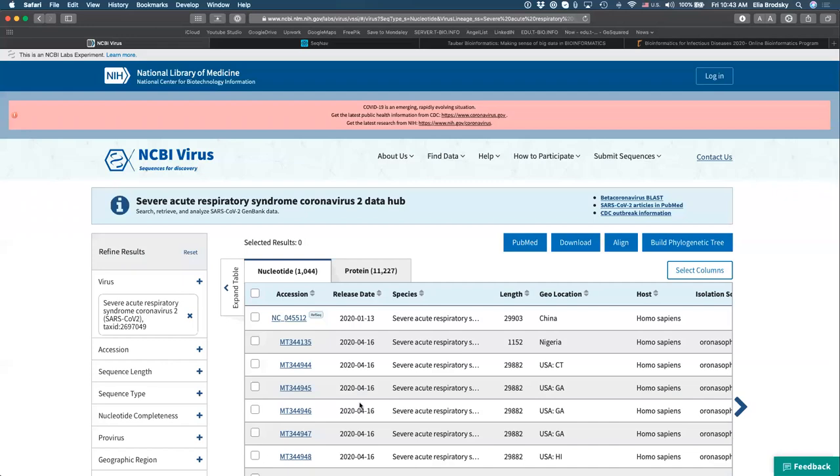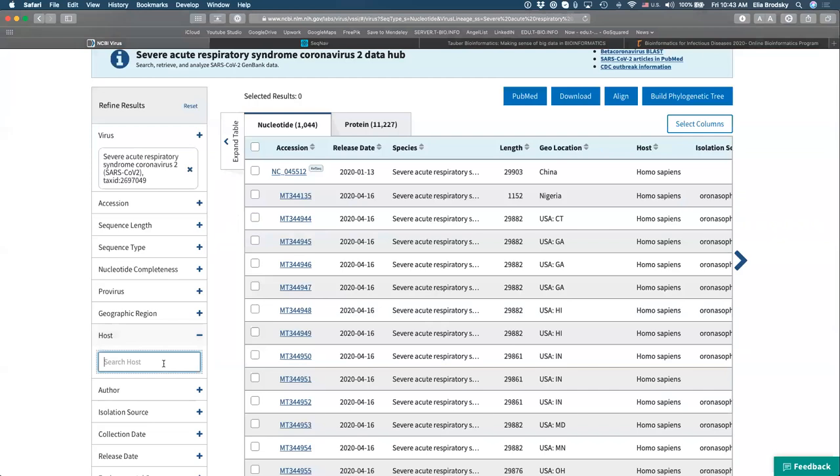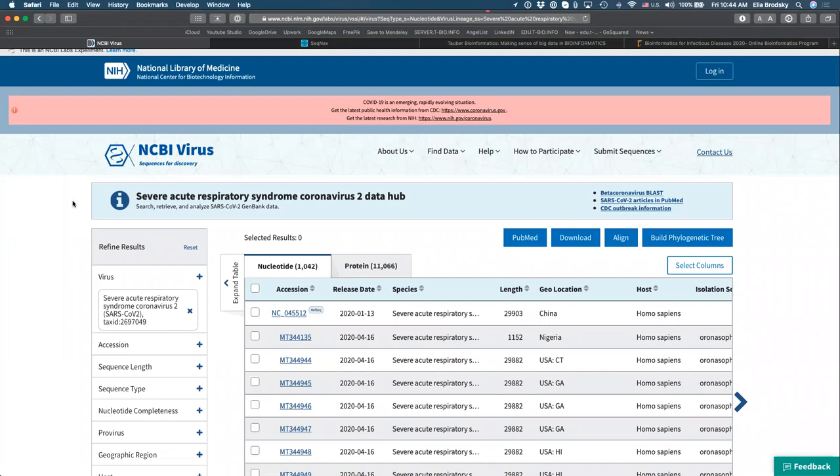If your question is, could I find different hosts? Again, you have the ability to take different host level and take a look at sequences from there. So obviously SARS-CoV-2 would be specific to human host, but if you were to choose the whole beta coronaviruses, you would also find the bat coronaviruses.